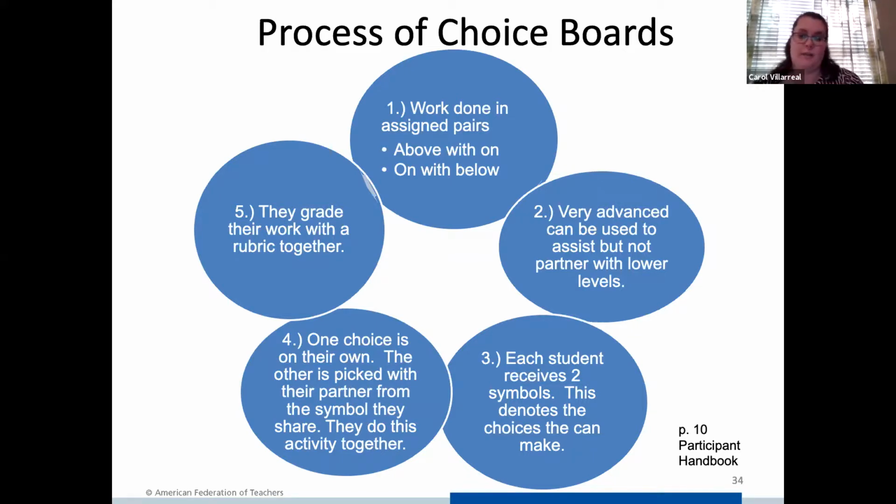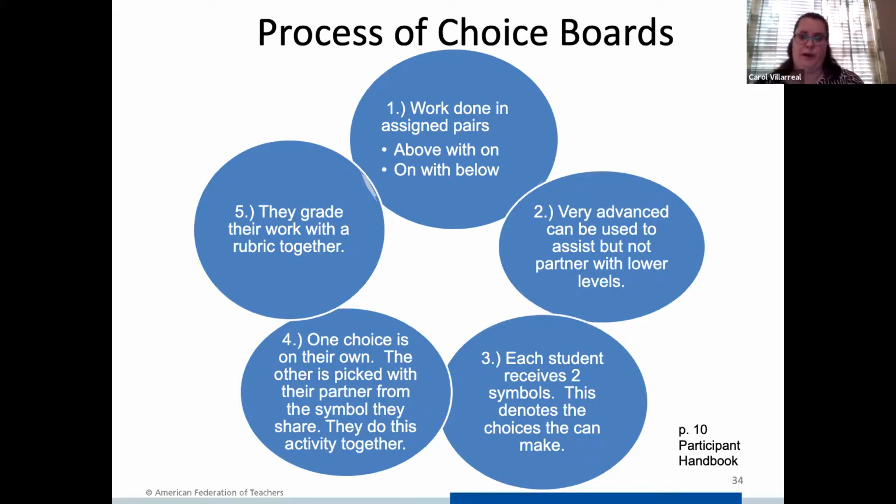And then the other is going to be picked with their partner from the symbol they share. They do that activity on their own, together. So I'm going to say you're going to do a colored pencil on your own. So you choose one of the colored pencil activities, and you're going to do that one by yourself.